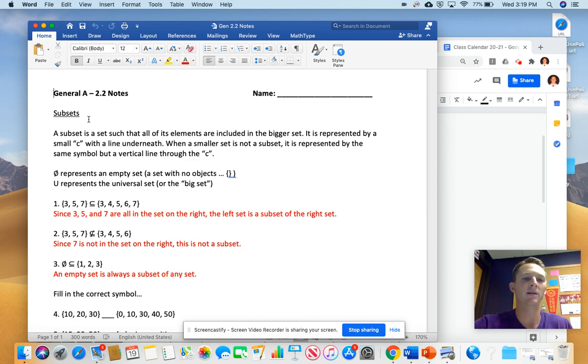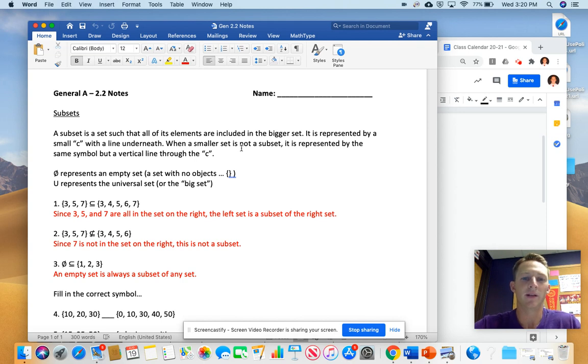So a subset is a set of a set such that all of its elements are included in the bigger set. So we have this bigger set called the universal set. Sometimes it'll be like all the natural numbers. Sometimes it'll be like the numbers 1 through 10. Something like that, but they'll tell you. And then a subset is represented by a small c with a line underneath it. That's the subset.